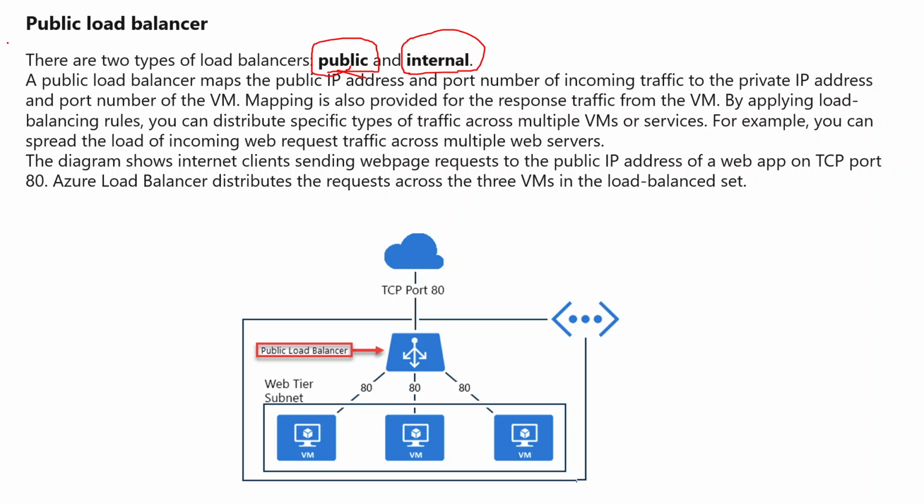Now we will discuss what the public load balancer is. A public load balancer maps the public IP address and port number of the incoming traffic to the private IP address and port number of the VM.